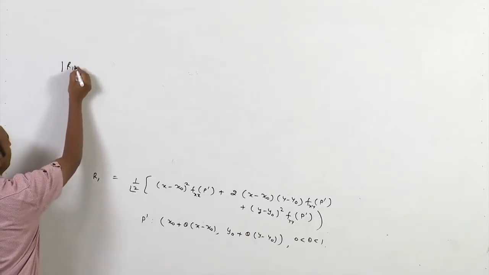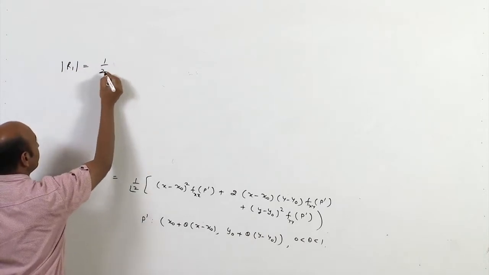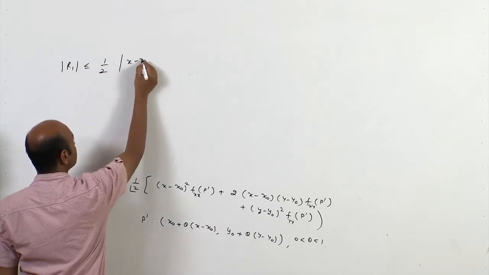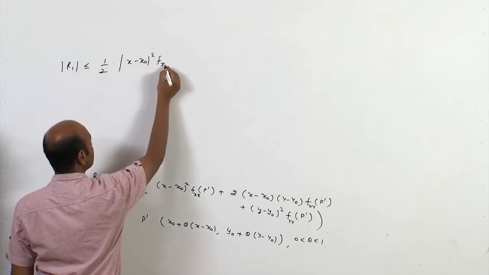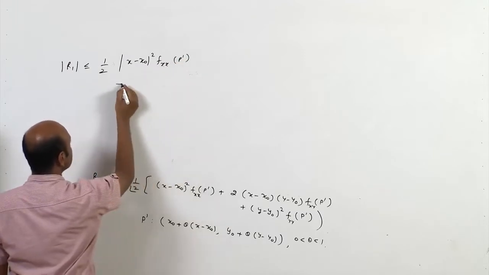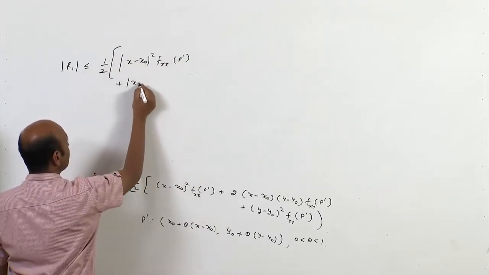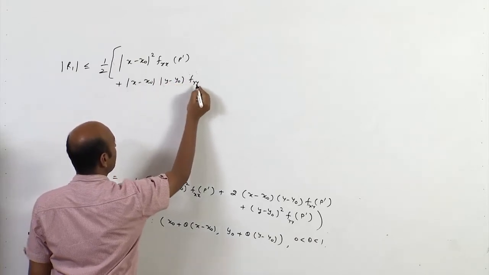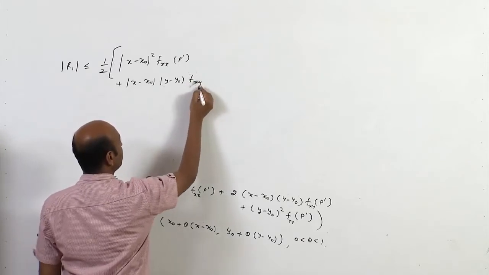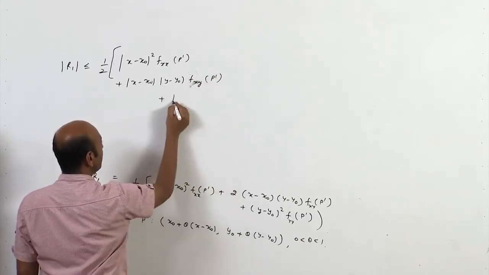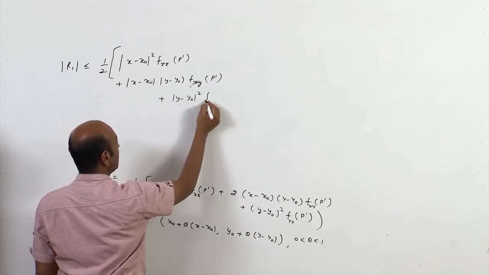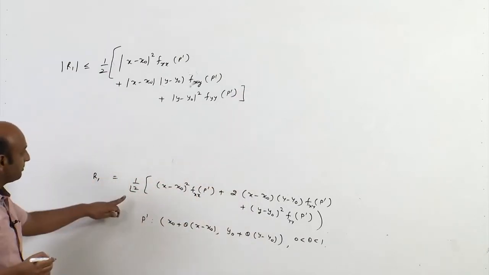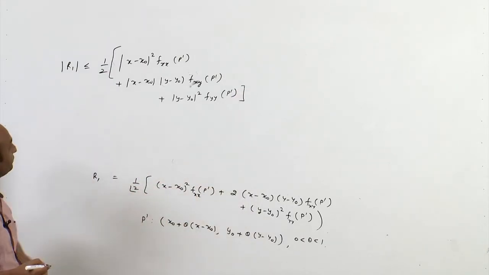So, mod of R1 will be equal to 1 by 2 mod of, so it will be less than or equal to, you can say, mod of (x minus x naught) whole square f_xx at P' plus mod of (x minus x naught) mod of (y minus y naught) f_xy at P' plus mod of (y minus y naught) whole square f_yy at P', by this expression where P' is this point.